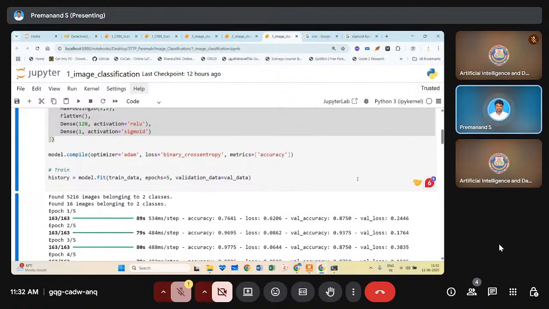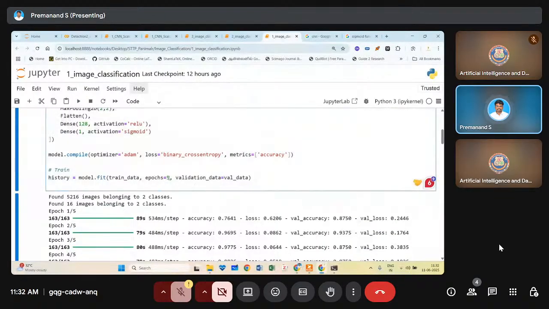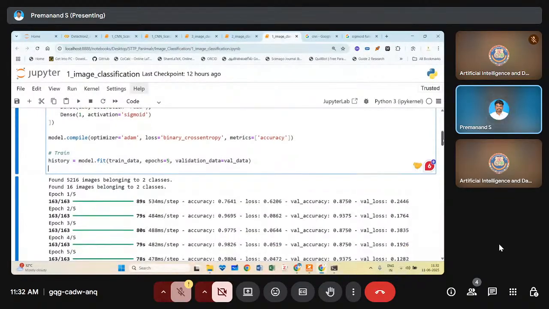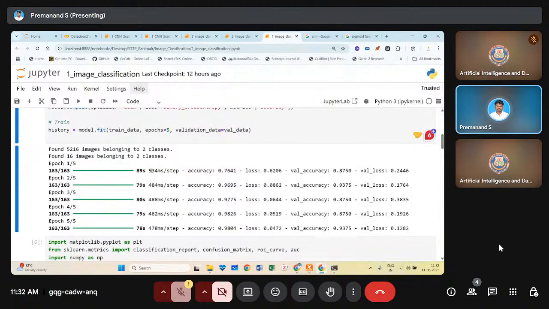After all those things, I'll simply run 5 iterations. For each iteration, it takes this much time, and at each level it will show values like 76.41, 96.95, 97.75, 98.26, and 98.04. So at each level, the training metrics value will be like this, and the losses will be like this.